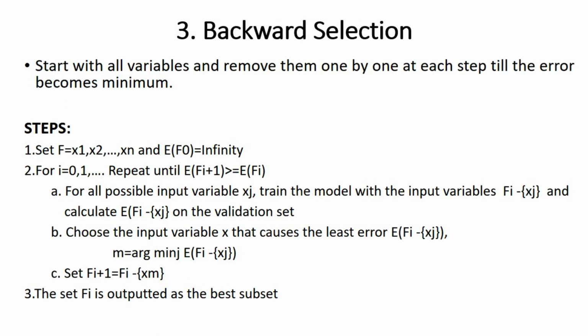Backward selection works in the same way as forward, but instead of starting with an empty set and adding features one by one, we start with a full set and remove features one by one. Thus we remove the features that cause the most error.